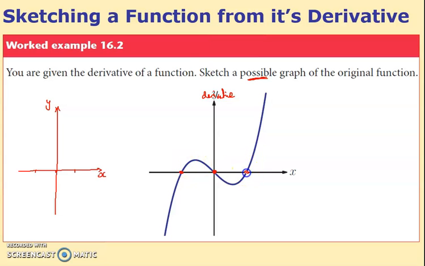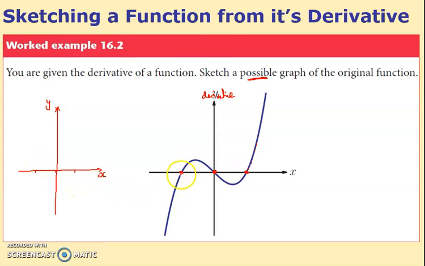Where it goes above the line, that means the graph is going up. So we've got a stationary point. I don't know exactly where it is. This is why it says possible. So it could quite easily be the case that the final graph I get is different from the original graph that they were intending. So that's my get out clause here.